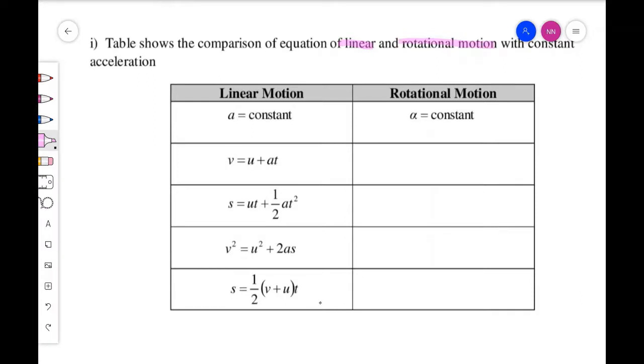Okey, untuk linear motion dia berlaku untuk syllabus kamu untuk acceleration constant. So kita ada 4 formula: v equals u plus at, s equals ut plus half at squared, v squared equals u squared plus 2as, s equals half v plus u times t. Okey, so daripada formula linear motion kita boleh dapat formula untuk rotational motion. v adalah analogous dengan omega.